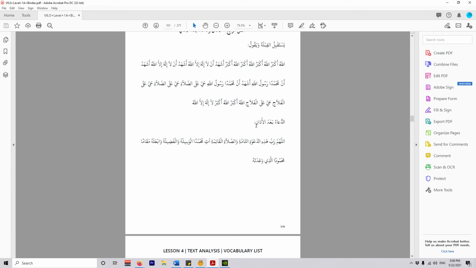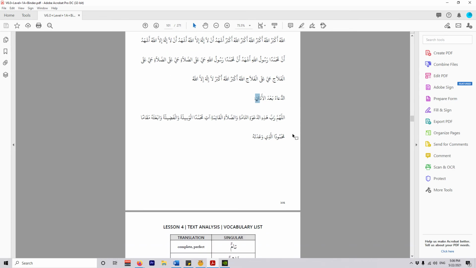بعد الأذان. So al-adhan. So notice here we have ani, but it's not a dual. So that doesn't always mean dual. It's usually a sign of it, but it's not the only indication. You have to look at other factors as well.